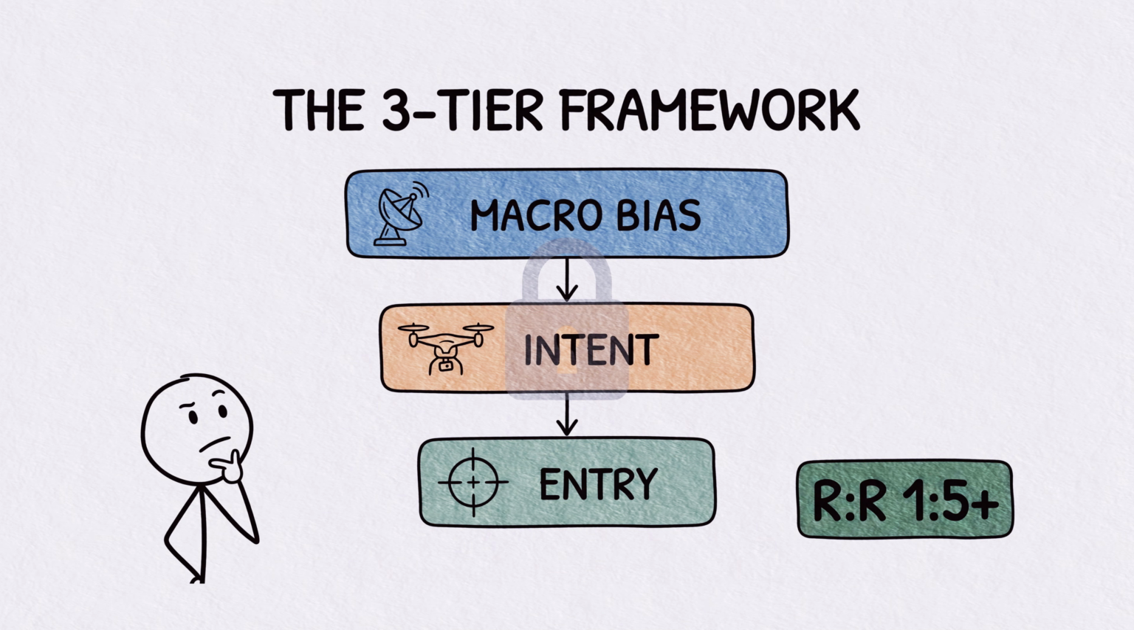And at the end of this video, I'll give you the 3-tier framework that institutional traders use, where multi-timeframe discipline allows you to place extremely tight stop losses and push risk-reward to 1 to 5 or higher when all 3 tiers align. But first, you need to understand why price truly moves.